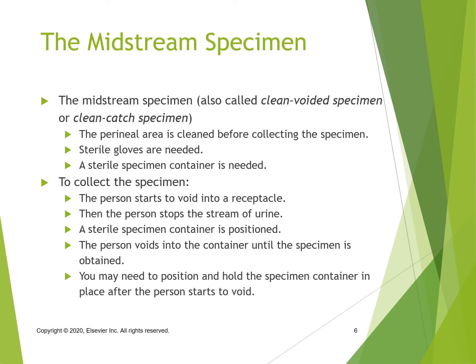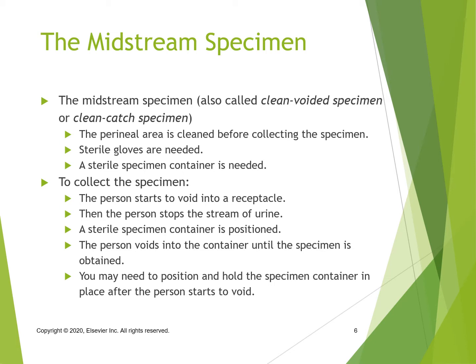The midstream specimen. Cleansing the perineal area reduces the number of microbes in the urethra area. Stopping the stream of urine is hard for many people. You may need to position and hold the specimen container in place after the person starts to void. Pour about 120 milliliters, 4 ounces, into the specimen container. They will need at least that much in order to do the test correctly.